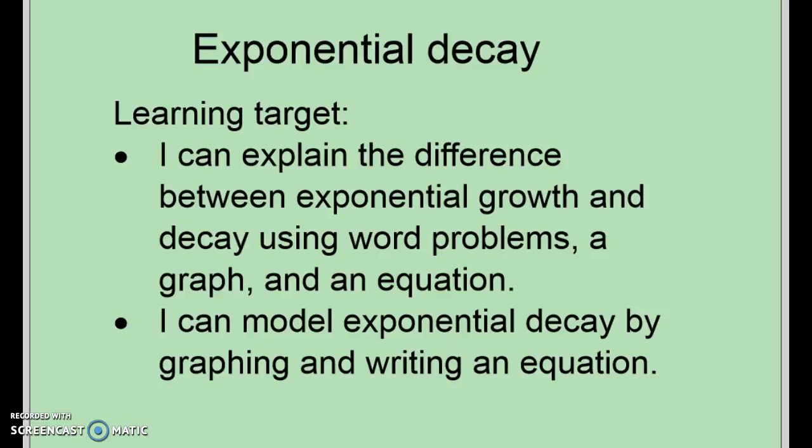So let's look at our learning targets real quick. I can explain the difference between exponential growth and decay using word problems, a graph, and an equation. Right? So the graph is the easy one to look at, because if the graph looks like this, that would be growth. If it goes down, it's decay. And the equation we talked about, looking at that growth factor, if it's greater than 1, then it's growth. If it's less than 1, then it's decay. So then I can model an exponential decay by graphing and writing an equation. So you're going to be doing some of this in your homework. So make sure that if you need help with that, you come back and watch this part of the video again.